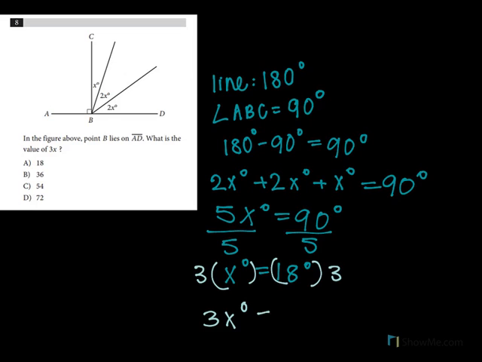So we know that 3x, since 18 times 3 is 54, would equal 54 degrees. And from our answer options, that is option C, 54 degrees.